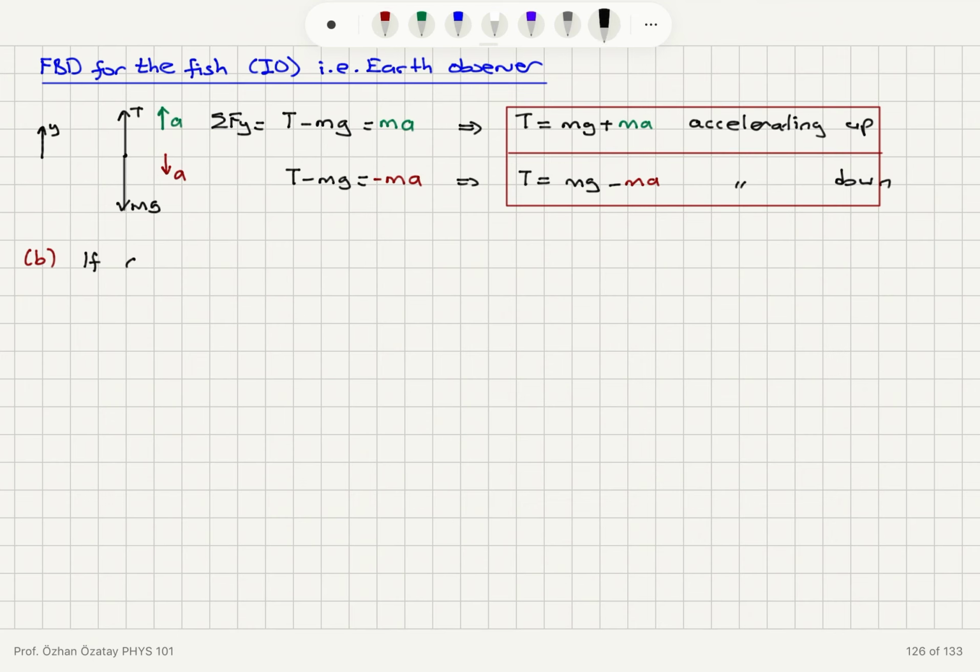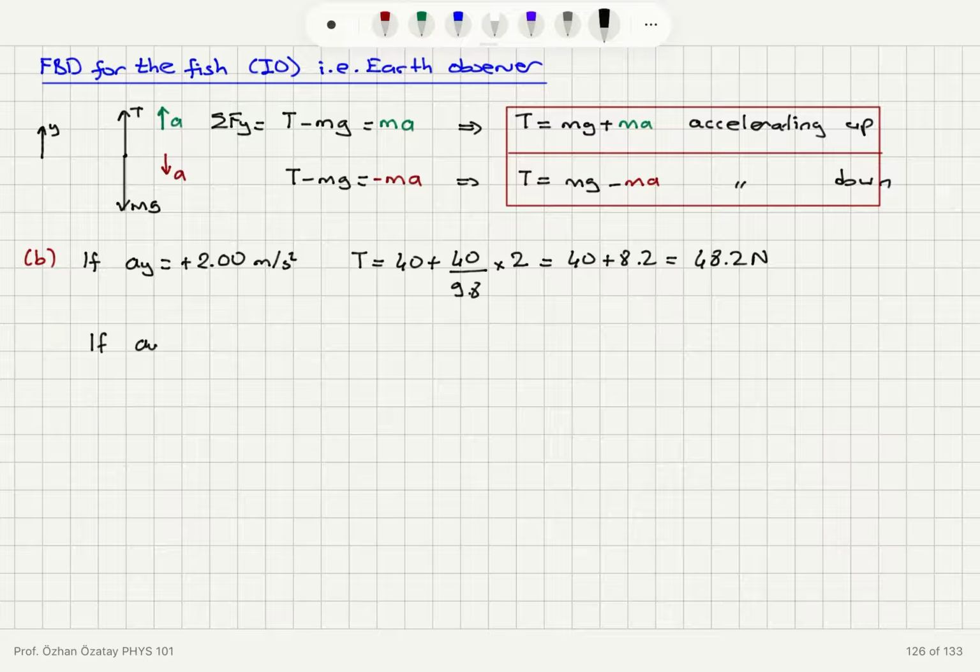Now, if the acceleration in the upward direction is plus 2 meters per second square, the tension would be 40 plus the mass of the fish, 40 divided by 9.8 meters per second square, times 2. That would give us 40 plus 8.2, 48.2 newtons. If the acceleration of the elevator is in the downward direction, 2 meters per second square, the tension would be 40 minus 40 divided by 9.8 times 2. This is now 40 minus 8.2, which is 31.8 newtons.